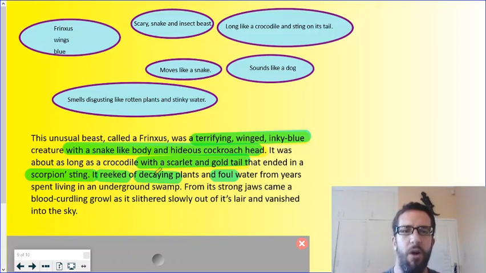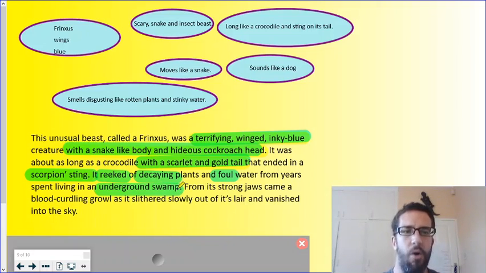So it reeked of decaying plants and foul water from years spent living in an underground swamp. So in that sentence there, I'm telling you what it smells like, and I'm also telling you where it lives, what its habitat is. It lives in this underground swamp.